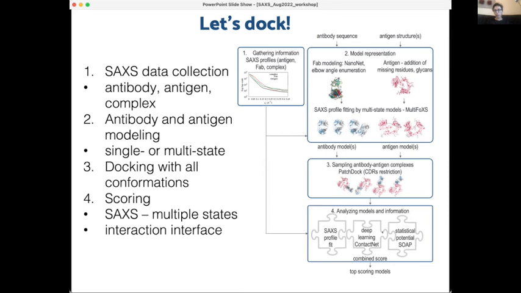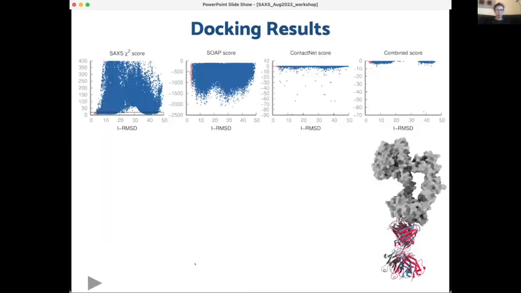We use the statistical potential and the new deep learning model to test the fit at the interface, how well the interfaces fit together. And we combine those scores and produce top scoring models. And here you can see an example. What I show you here is called scoring function funnels.